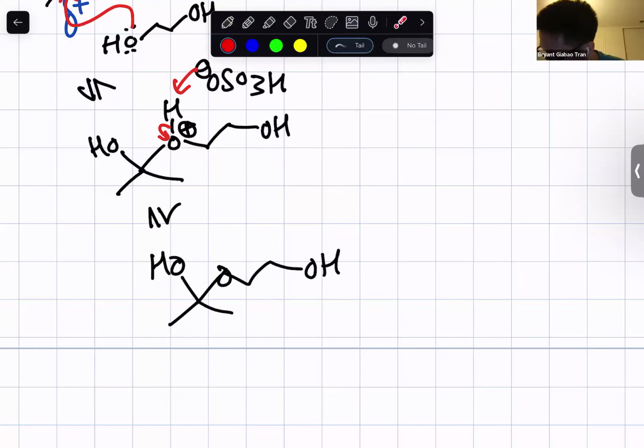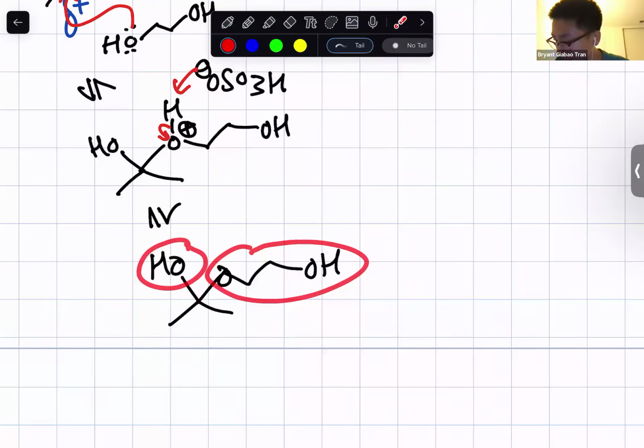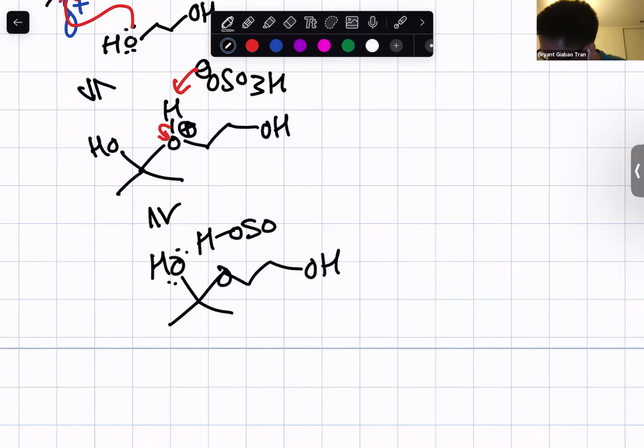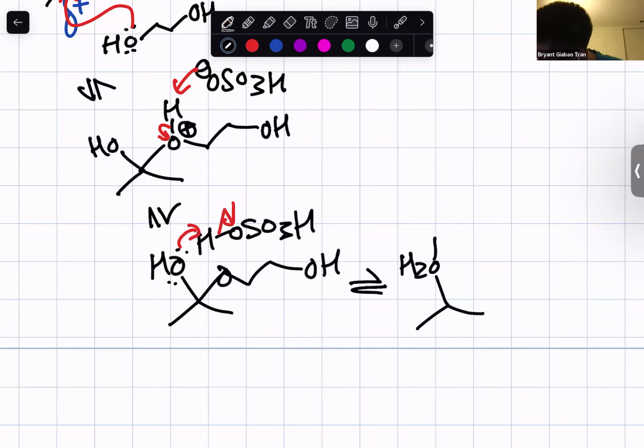Right. Now, this is a neutral oxygen here, where it is a bad leaving group. We want this OH to leave. To make that into a good leaving group, we protonate it. Right. Now, this is a good leaving group.